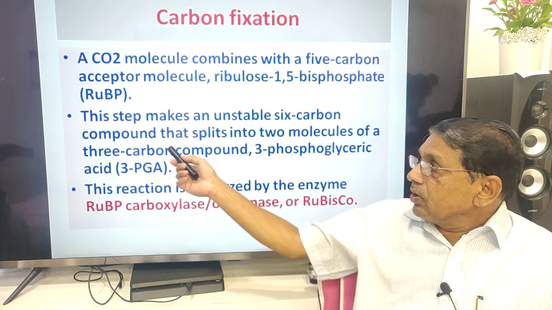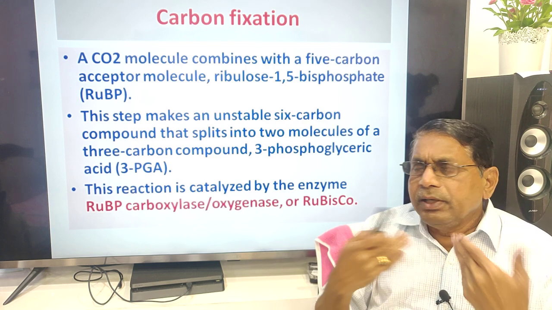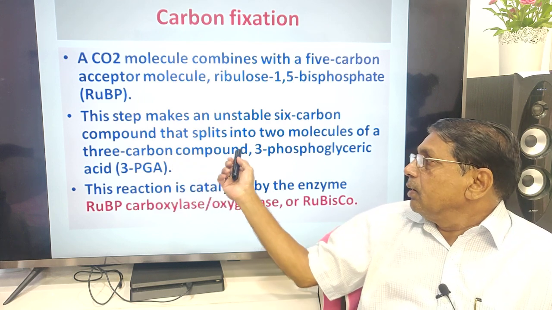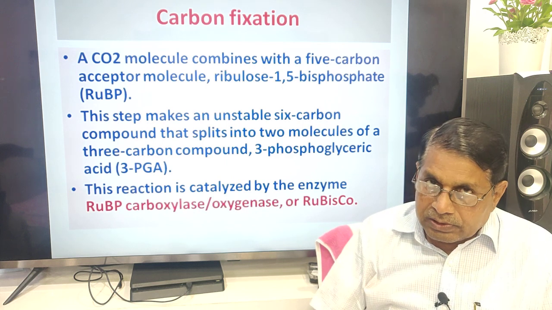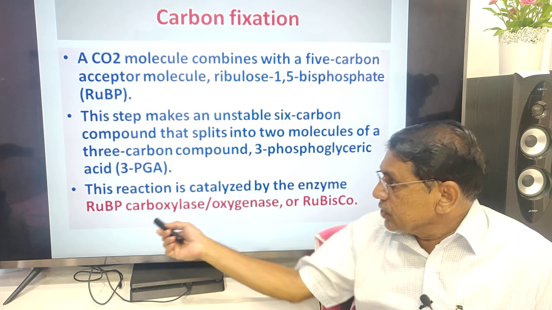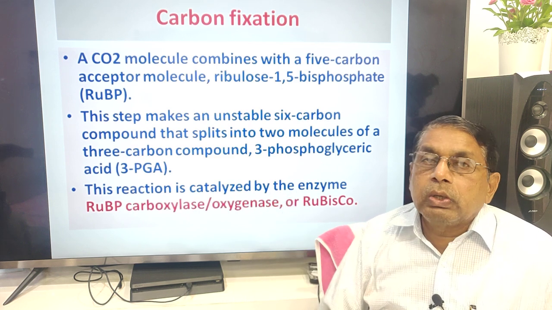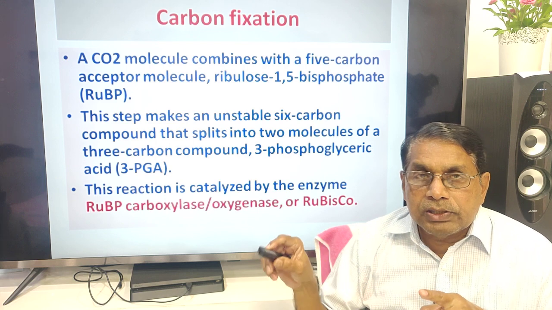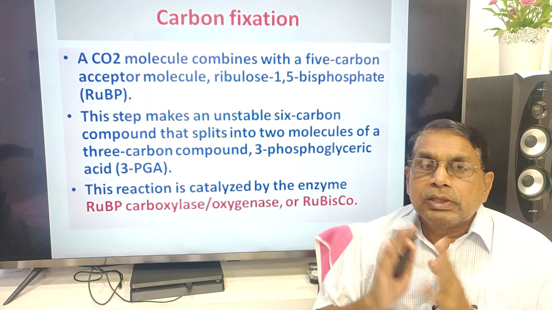It makes a 6-carbon compound that is unstable. It is formed and immediately splits into 2 molecules of 3-carbon compounds, 3-phosphoglyceric acid, 3-PGA. This reaction is catalyzed by the enzyme RuBP carboxylase oxygenase, or RuBisCO. So, here the formula is CO2 plus RuBP giving rise to 2 molecules of phosphoglyceric acid.